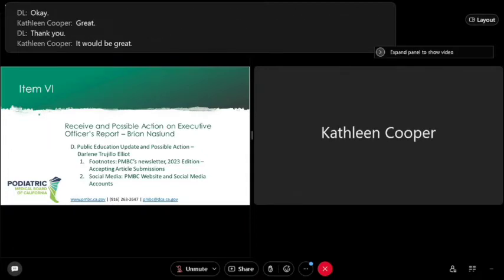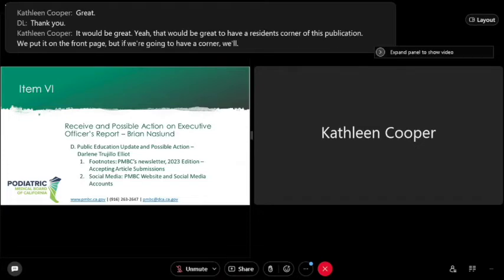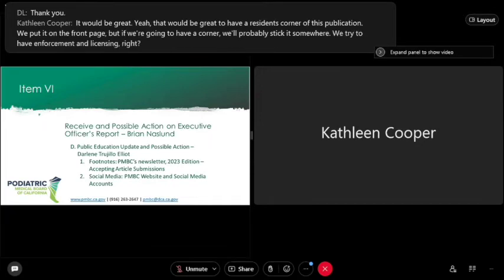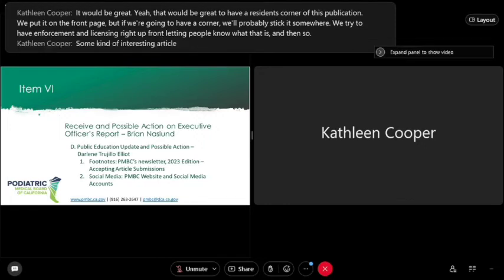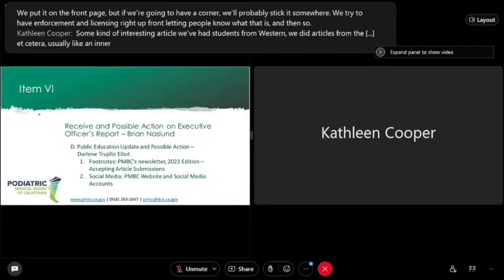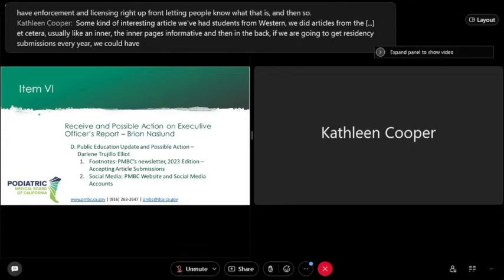Now, this publication, we put it on the front page, but if we're going to have a corner, we'll probably stick it somewhere. We try to have enforcement and licensing right up front, letting people know what that is, and then some kind of interesting article. We've had students from Western, we've had articles from the APMA, et cetera, usually on the inner pages, informative. And then in the back, if we are going to get residency submissions every year, we could have the residency corner, student corner, who knows? We could start developing.